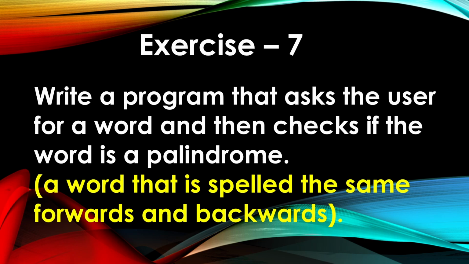Hey everyone, welcome back to the Python for Beginners series, and this is going to be our 7th exercise of the series. Here is the question: write a Python program that asks the user for a word and then checks if the word is a palindrome. Palindrome means a word that is spelled the same forward and backwards. So let's solve this exercise.